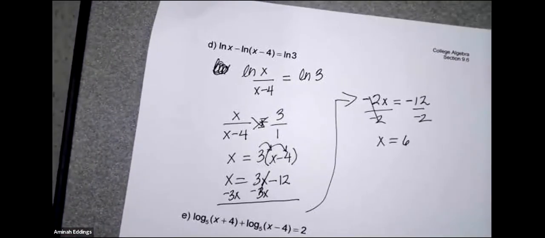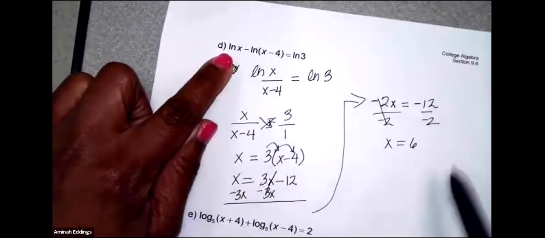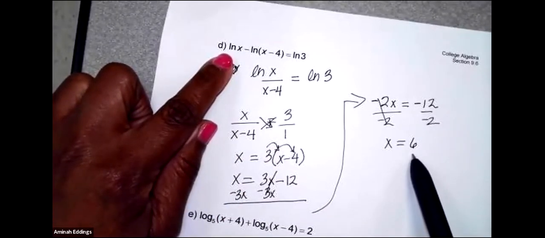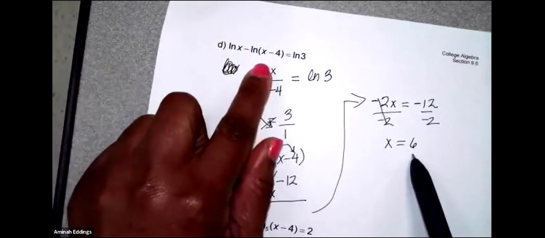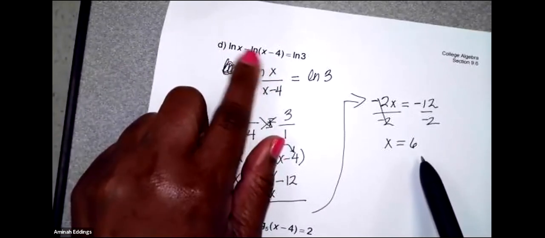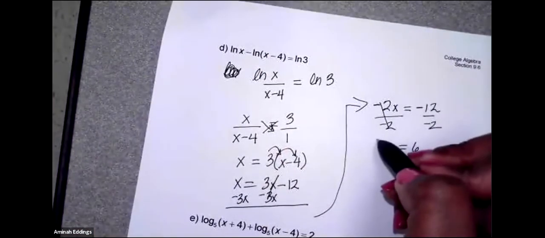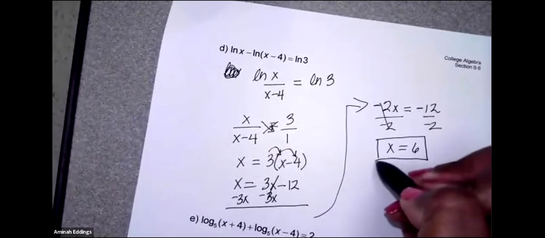Right? And then if I want to check it, remember, just plug it back in. So the natural log of x is 6, so I can take the natural log of that. And then 6 minus 4 is 2. And the natural log of 2, I can take the natural log of. So my answer is x equals 6.